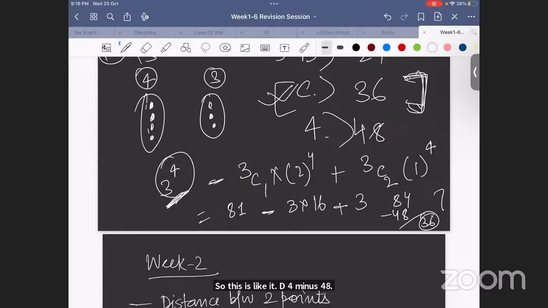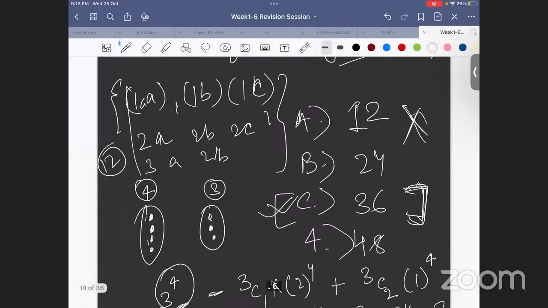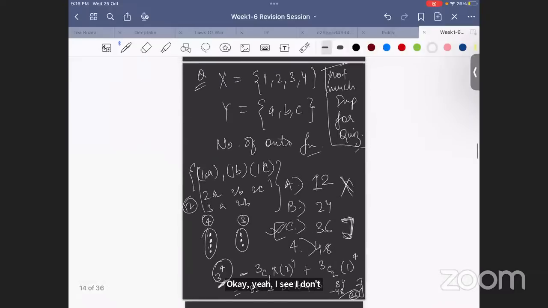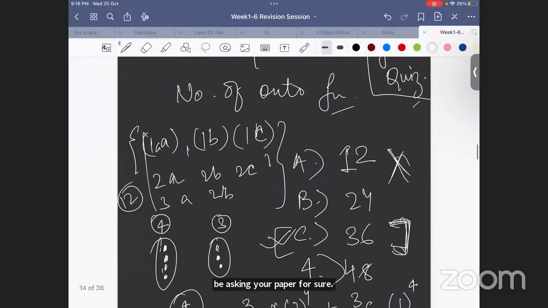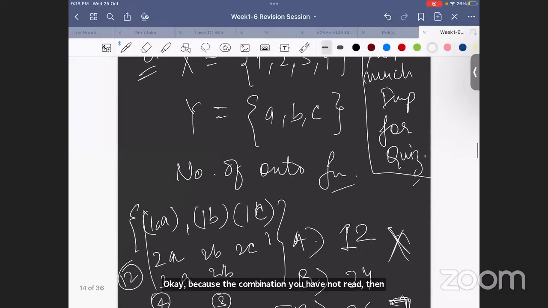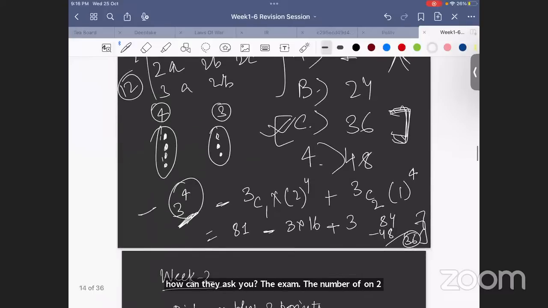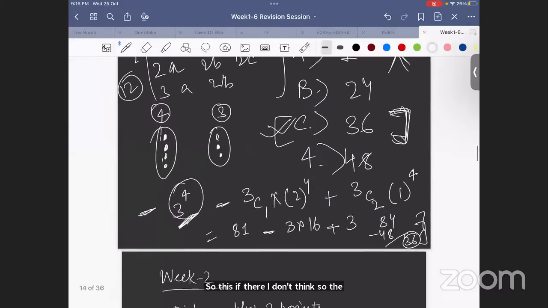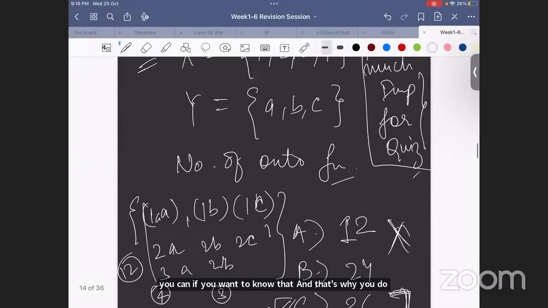Okay, yeah, see, I don't think this type of problem will be asked in your paper for sure, okay? Because the combination you have not read, then how can they ask you in the exam? The number of onto functions and all. I don't think they'll ask you, but if you want to know that, you can. That's why I told you it's not important at all for your quiz paper.